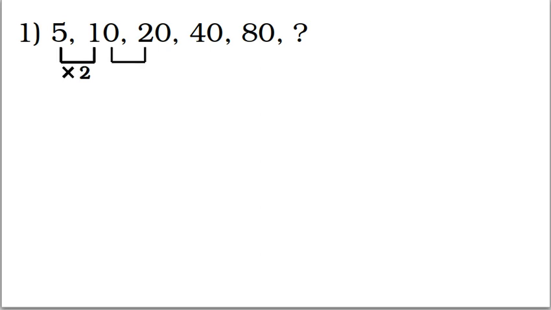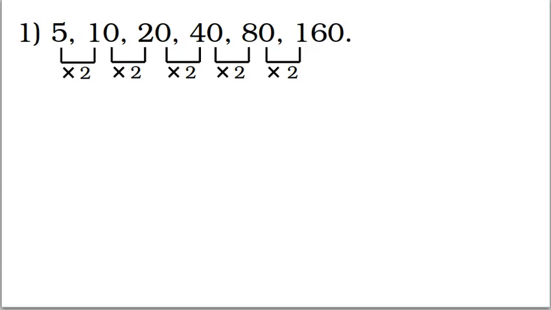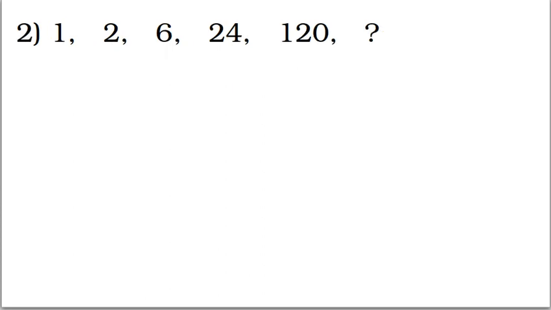Can we relate 10 and 20 in the same way? Yes. 10 into 2 is 20. 20 and 40 will be related this way: 20 into 2 is 40, 40 into 2 is 80. So your answer will be 80 into 2, which gives you 160. We are done with one of the questions. Now let us move on to the second question.